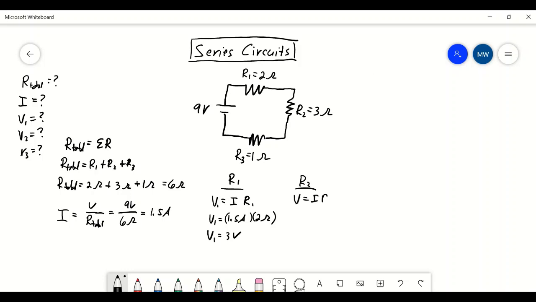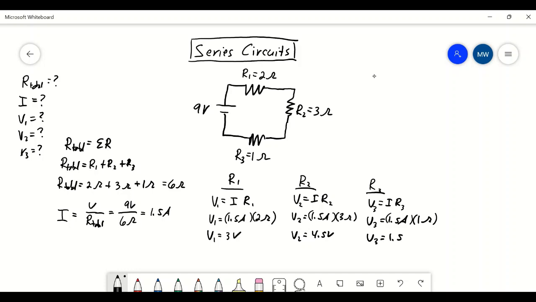V equals IR. This is for the second resistor. 1.5 amps. The current is always the same everywhere in a series circuit. And we see this is 4.5 volts. And we'll repeat this one more time for the last resistor. V equals IR. So V3 is 1.5 amps times our 1 ohm resistor, and we get 1.5 volts.